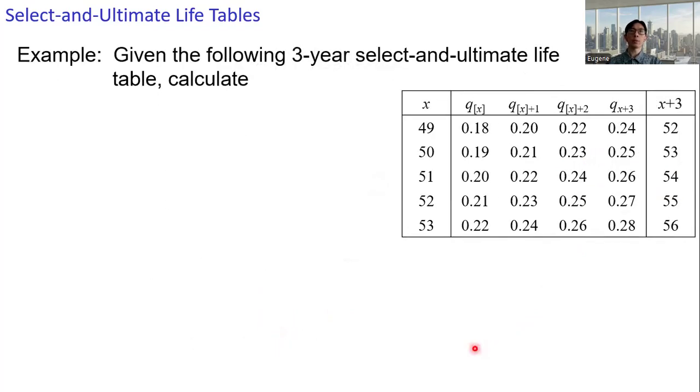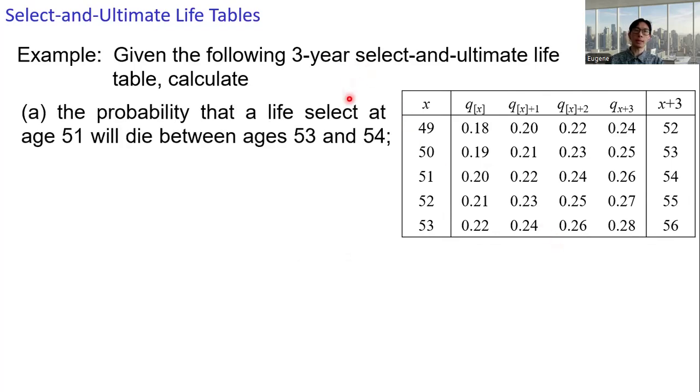All right, let's move on to another example. And here we are given a 3-year select and ultimate life table. The table corresponds to the mortality probabilities. First, calculate the probability that a life select at age 51 will die between ages 53 and 54. The notation, we have 2|q[51], the select age at 51. So we have square bracket 51.